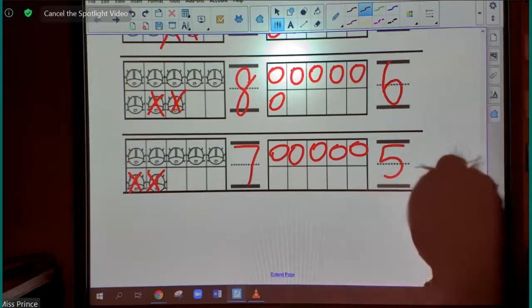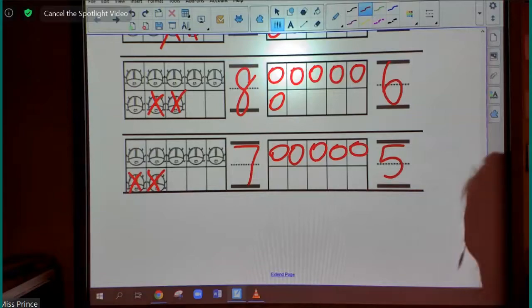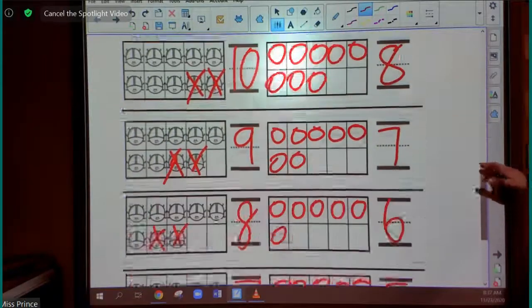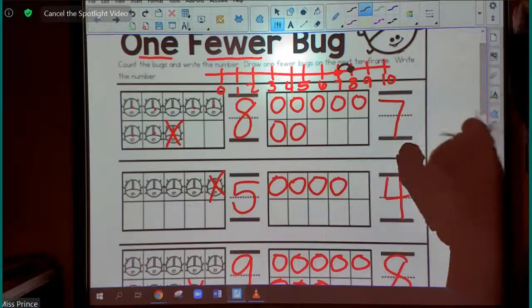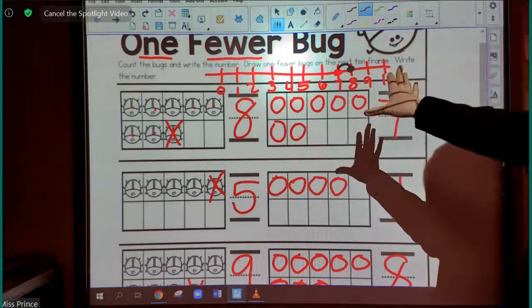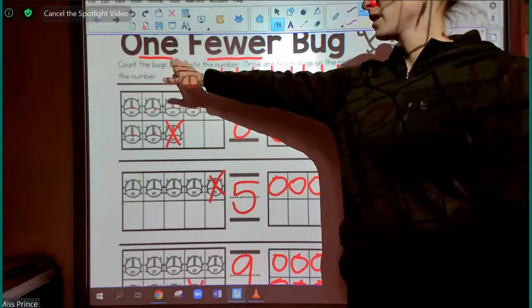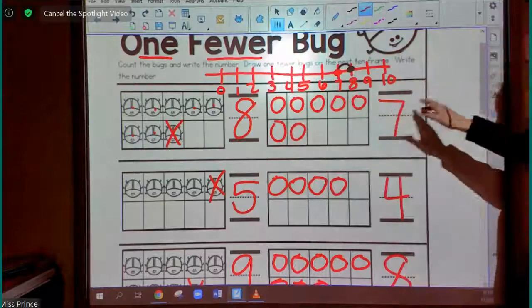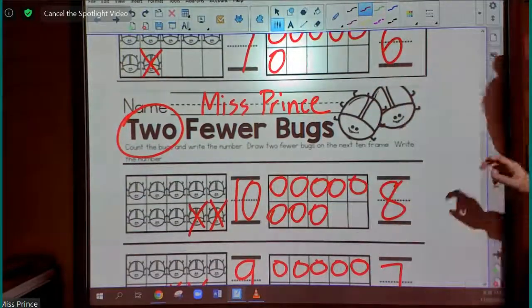Okay. All right. So before we go, boys and girls, make sure that all of these are done. If you skipped any of them, you need to make sure you either get help from a grown-up or you go back and watch this so you can finish whatever one you need to. This page we had 1 fewer. This page we had 2 fewer. Okay?